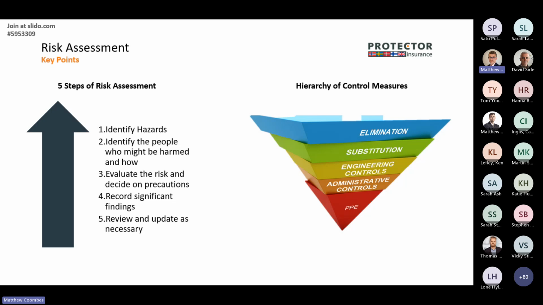So we'll go through each level of control in detail now, starting with elimination, which is best, and working our way down to the personal protective equipment. So number 1, elimination, most effective method of controlling hazards because it involves completely removing the risk from the workplace in the first instance. So when it comes to slips, trips and falls, this might mean redesigning workflows or the physical workspace to remove the hazard entirely.